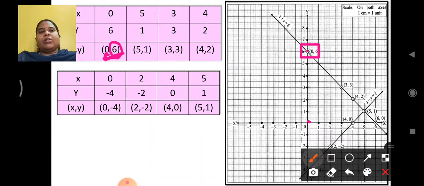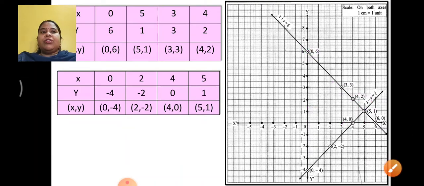5, 1. Now what is the meaning of this? 5 on the x-axis somewhere here and 1 on the y-axis. So where it intersects, it's this point. So my second point is here, 5, 1. I hope you are understanding and you are revising this. You have already learned in 9th standard how to plot the points on the Cartesian plane. I am just revising it. 3, 3. Now where is that? 3 on the x-axis, 3 on the y-axis. Both will intersect here. So this is my next point, that is 3, 3. Same way 4, 2 is plotted here. All these points are plotted. Now what is to be done? You need to join all these points. You will get a straight line.